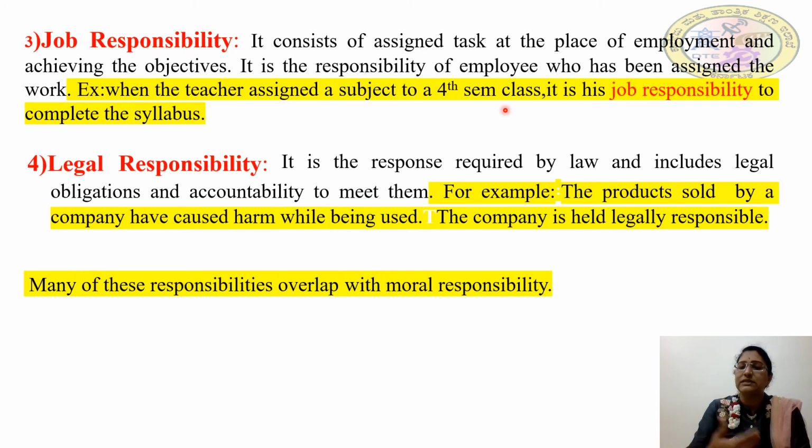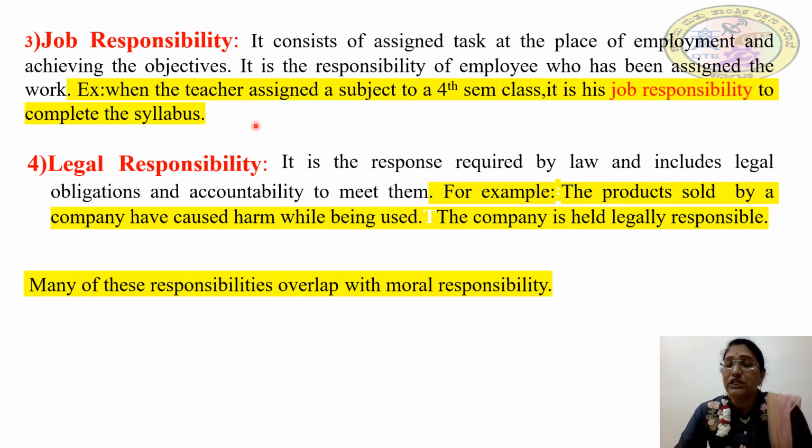Understand that a subject for your class is assigned to one teacher. Suppose I am given this task, that is professional ethics, I need to complete it. 100% of the syllabus I have to complete for you. Suppose I did not complete the syllabus 100%, then who is responsible for that? I am the only one responsible. The teacher who is handling that subject is responsible for that action. Okay. So this is called job responsibility.